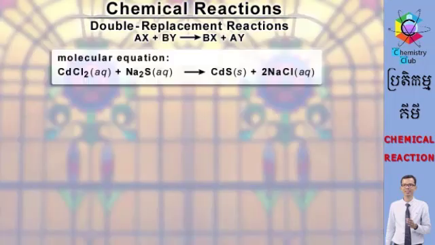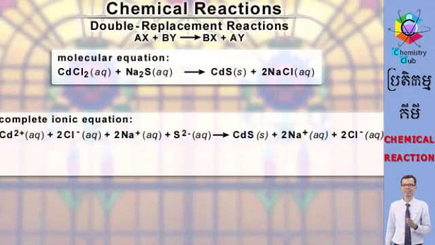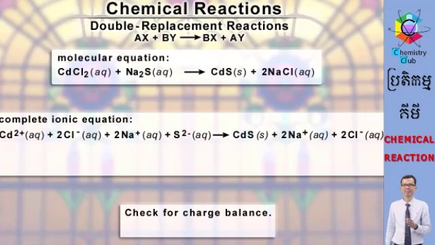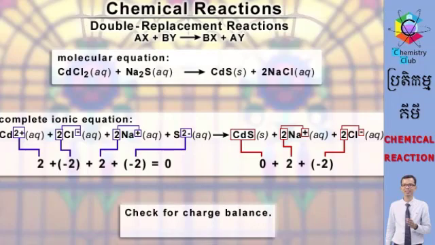The next step is to construct a complete ionic equation for the reaction of cadmium chloride and sodium sulfide. Separating the ions, indicating the correct coefficients, and denoting the physical states gives the equation shown on the screen. Are the charges on both sides balanced as well? On the left side of the reaction, there are 4 positive charges and 4 negative charges, adding up to 0. On the right side, there are 2 positive charges and 2 negative charges, which also add up to 0. Thus, the complete ionic equation is balanced for charge.